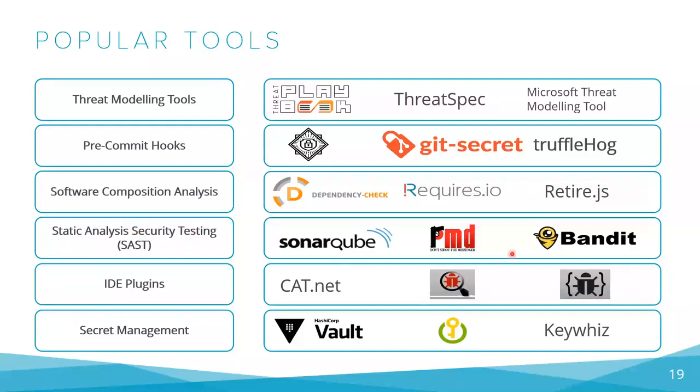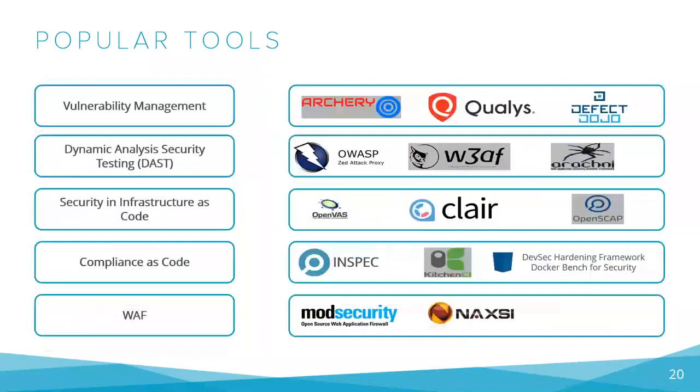that runs on Python based code. We have SonarQube, which supports multiple languages. Then we can use IDE plugins and secret management. For vulnerability management, we can use ArcherySec or Qualys, and we have Defect Dojo. Defect Dojo is an OWASP tool. For DAST, we can use OWASP ZAP or W3AF.